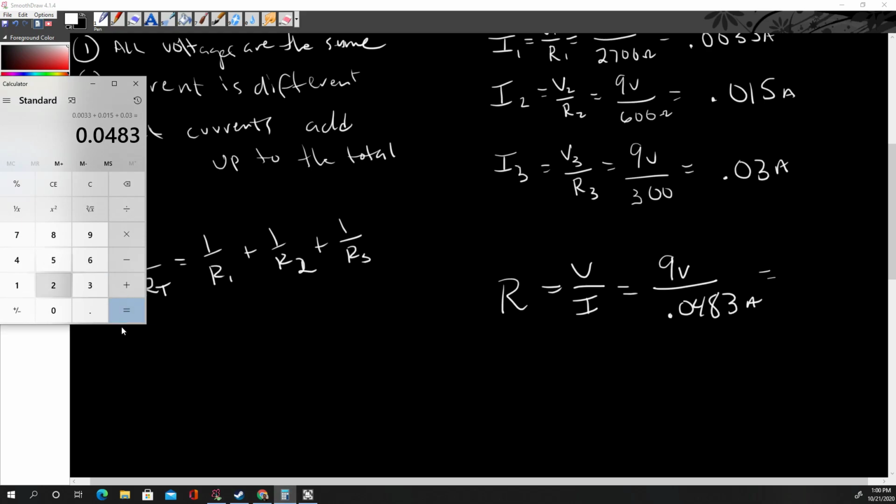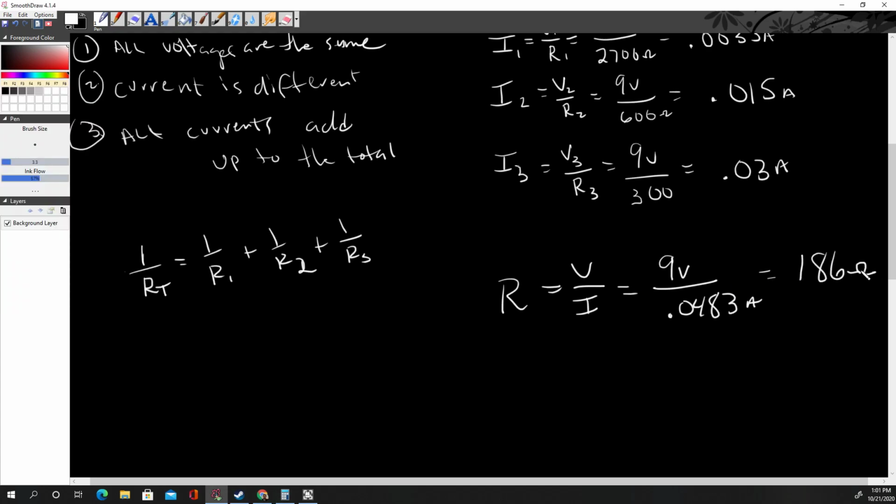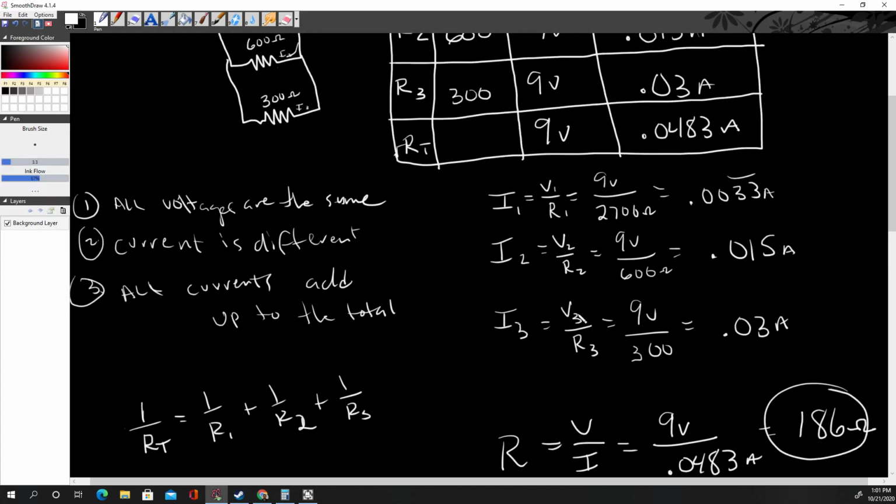So I'm going to go here, and I'm going to say 9 divided by 0.0483 is equal to 186. So that's the answer, 186 ohms.